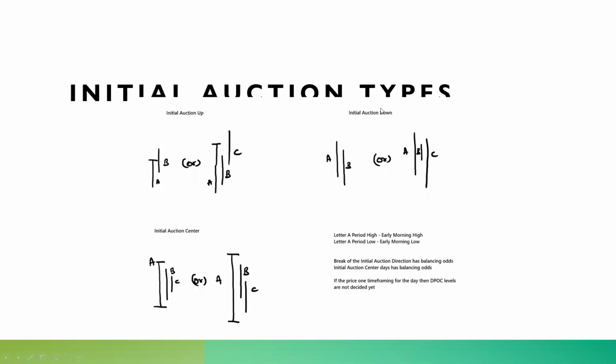Initial auction down is the exact opposite of initial auction up. Initial auction down: B period breaks down, or C period breaks down the letter A period low. If any of those things are happening, then it helps us to assess the market confidence and where the price action is likely to rotate. We'll be able to gauge from that.